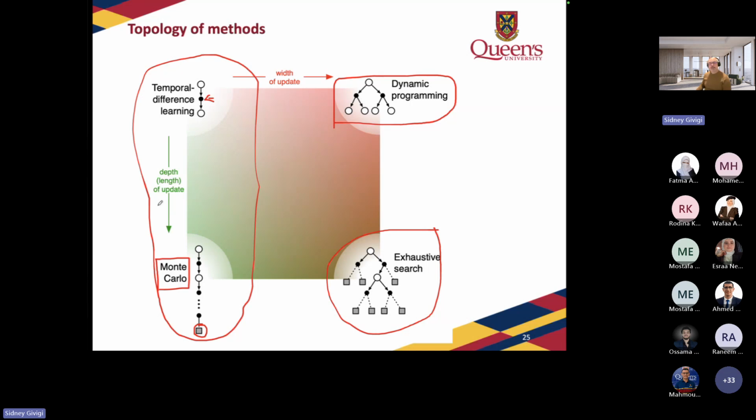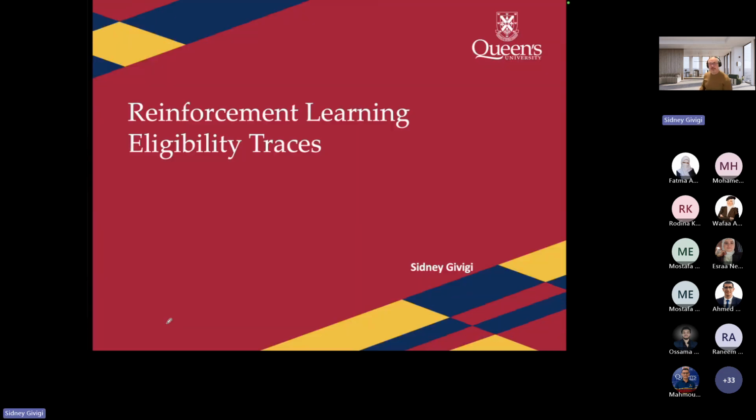Okay, and this idea is called eligibility traces, and it gives rise to what we call sometimes generalized advantage networks, and then we are going to see this after the break. We are going to have a break now, but is there any question before we go to the break?